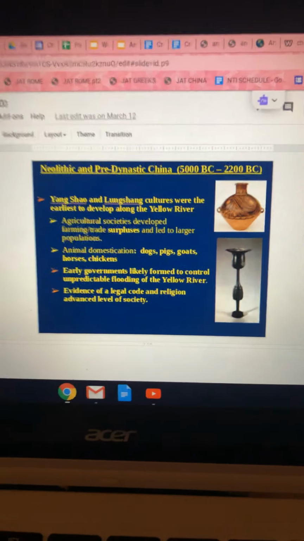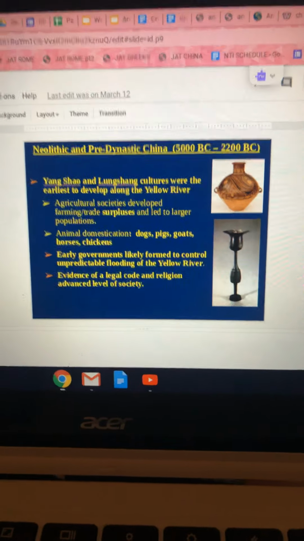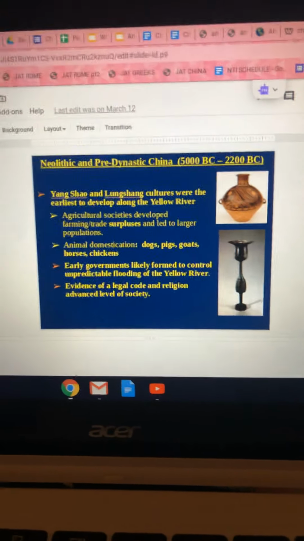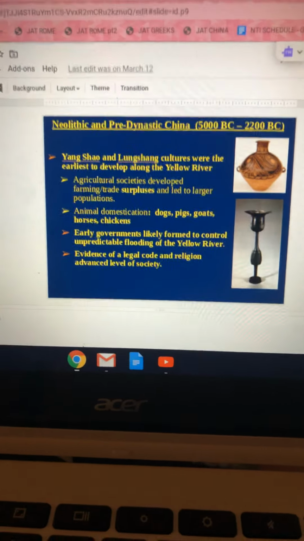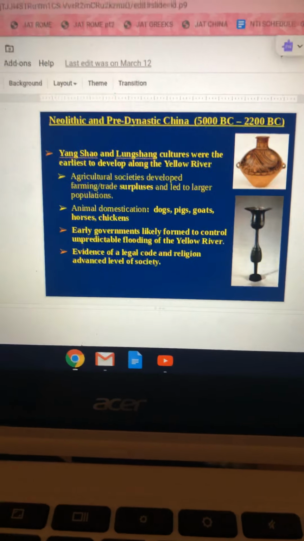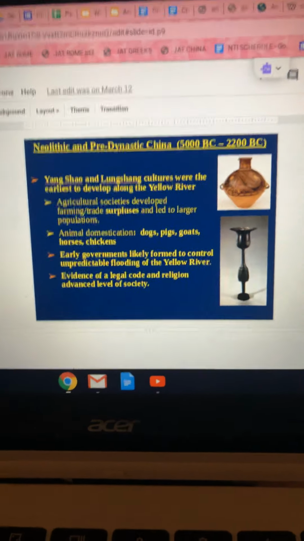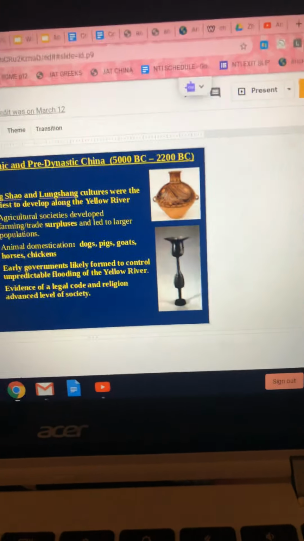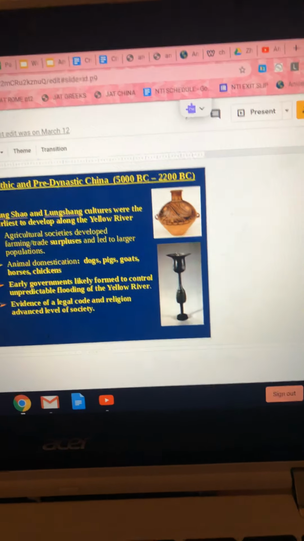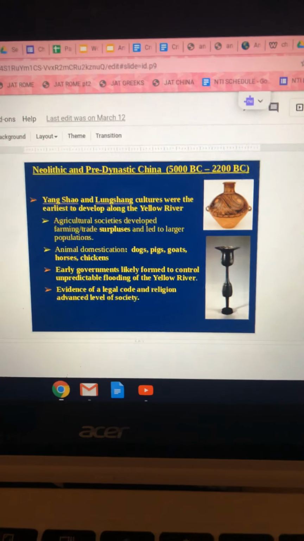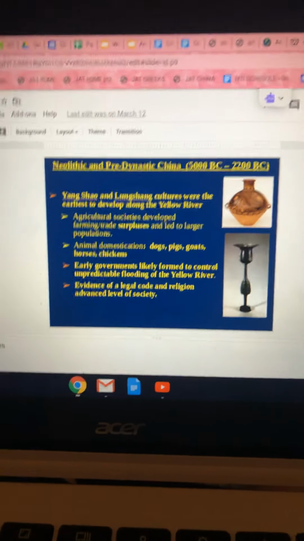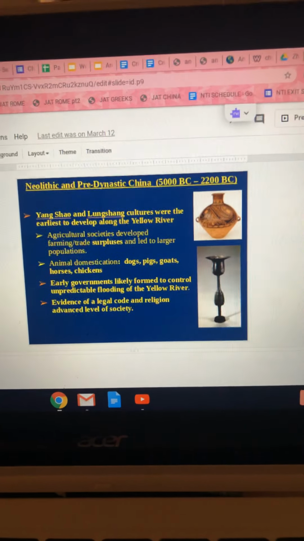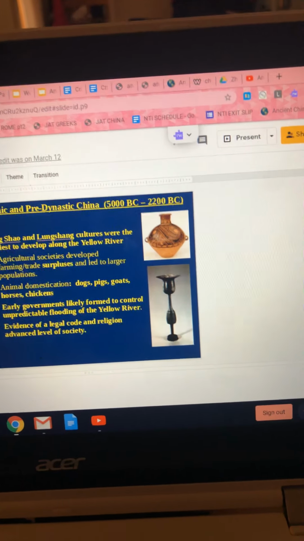All right. So what this is going to do is, because of these two cultures developing where they develop, because of the success of their economy, because of the success of their trading and their farming, their population is going to grow, which in turn is going to cause them to be able to have a larger government. All right. And what this is going to lead to is the dynastic rule in China.